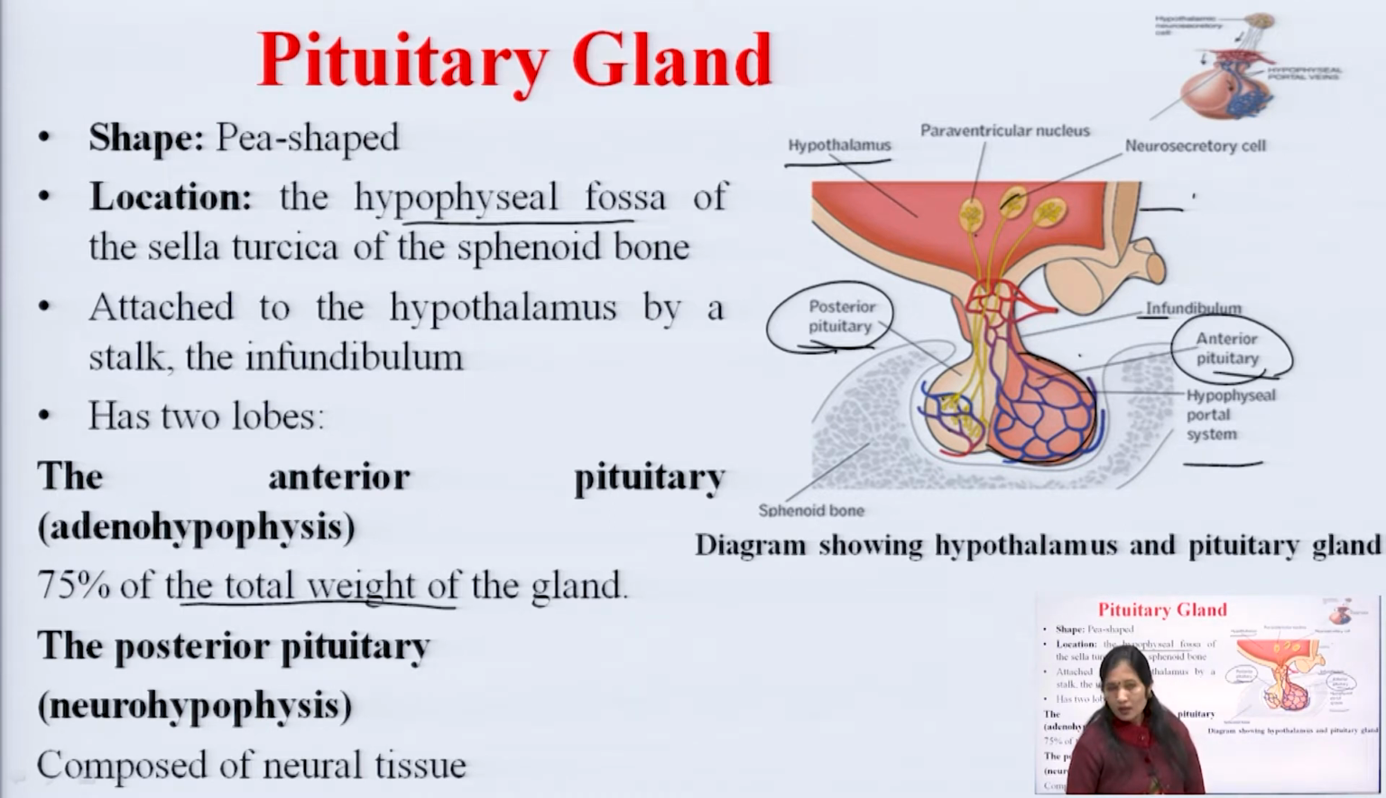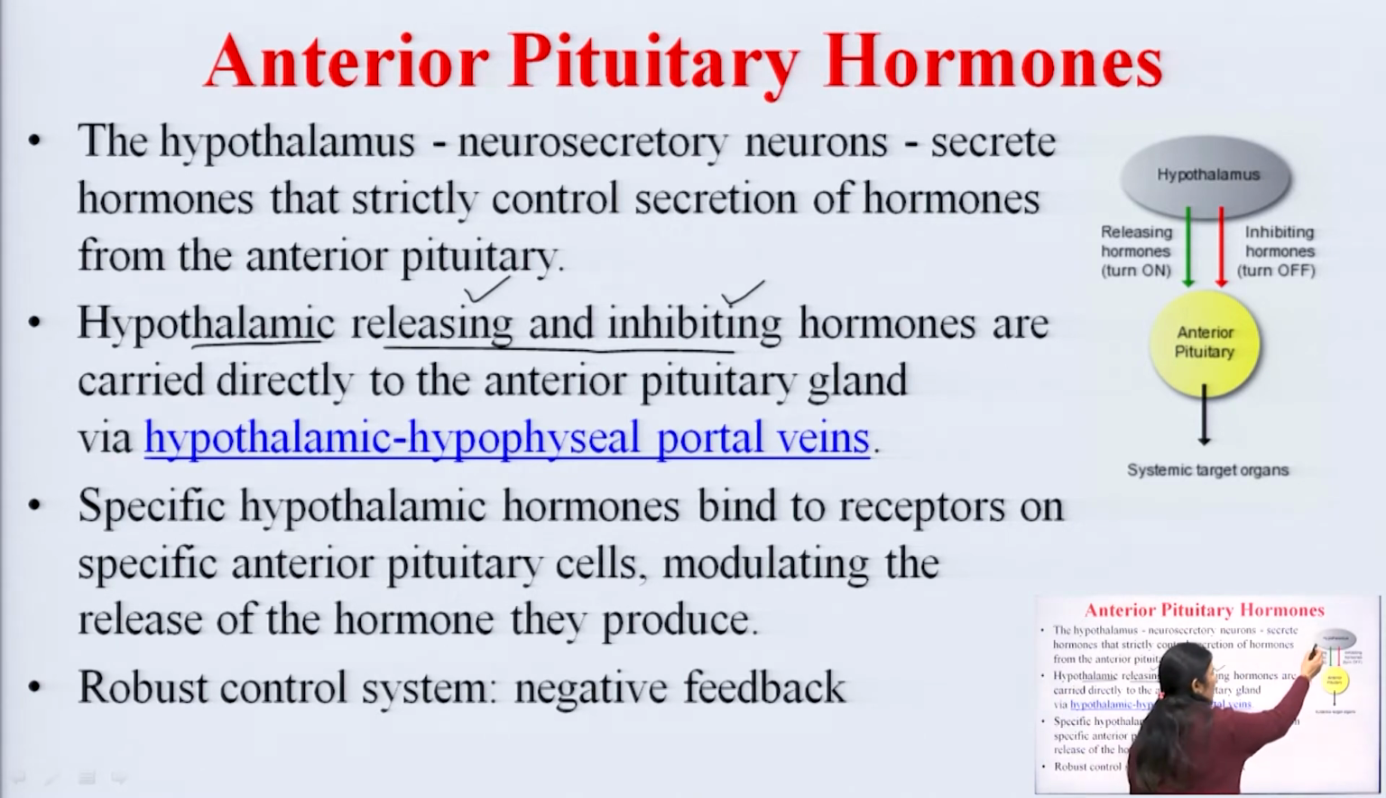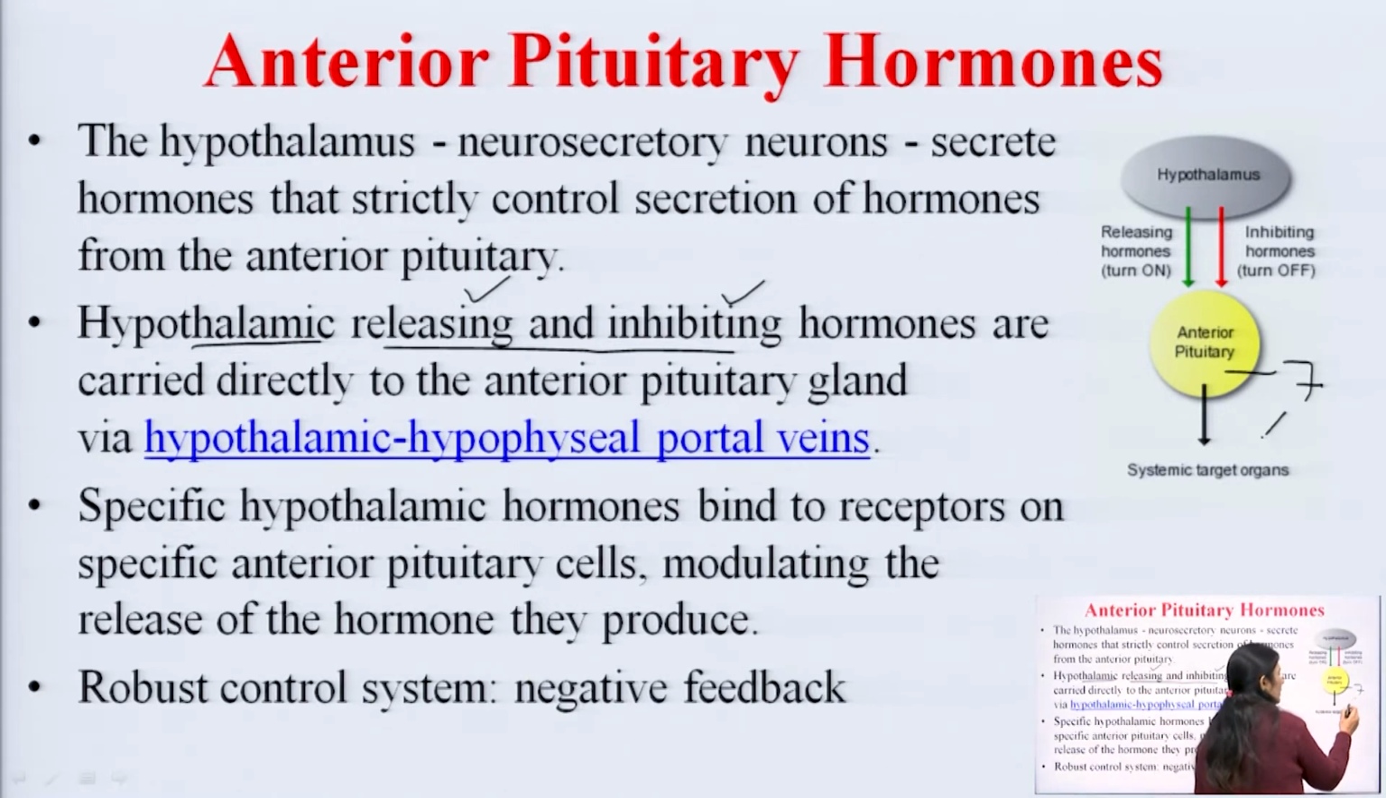So, releasing hormones and release inhibiting hormones: 9 hormones are secreted from the hypothalamus, mainly releasing hormones and 2 inhibiting hormones. They go to the anterior pituitary through this portal system, and then the anterior pituitary synthesizes its 7 hormones, and these 7 hormones go to the target gland.